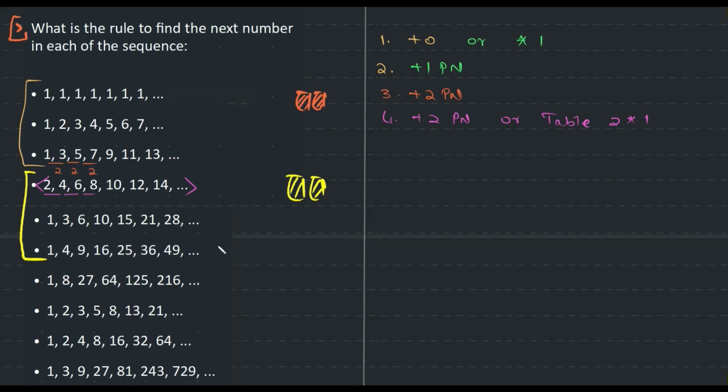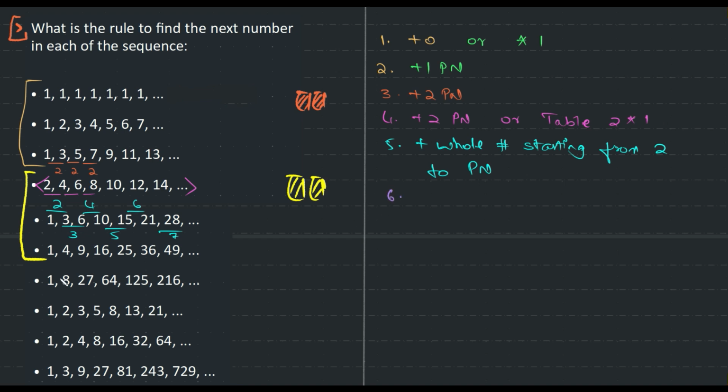Next question. Here the difference is 2, then 3, 4, 5. This we have already seen: increasing, adding whole numbers starting from 2 to the previous number.